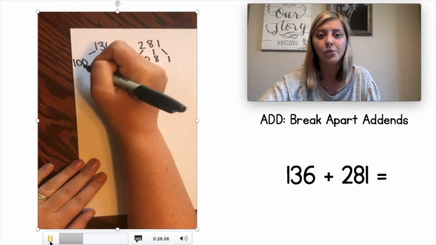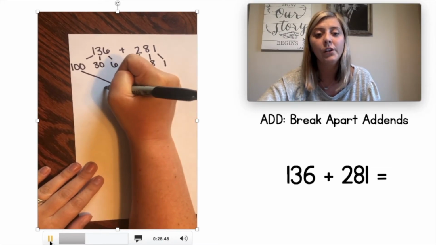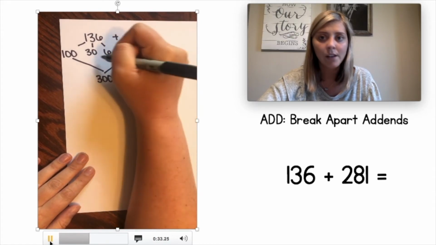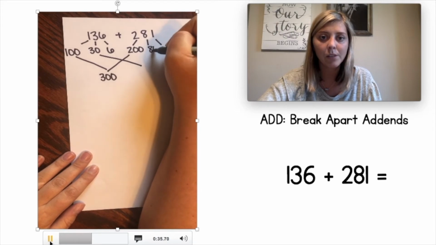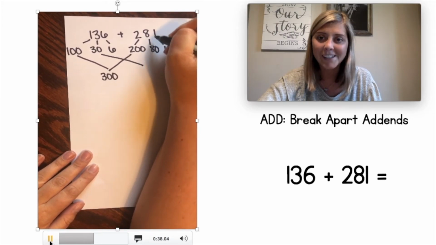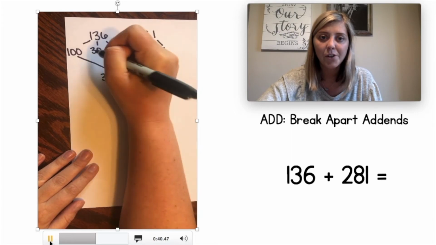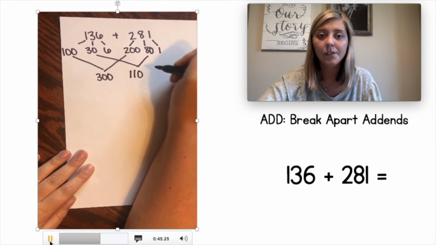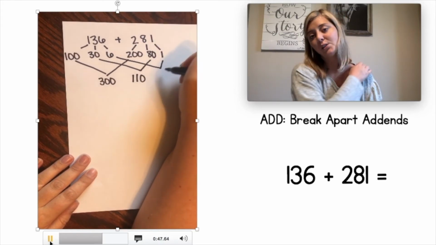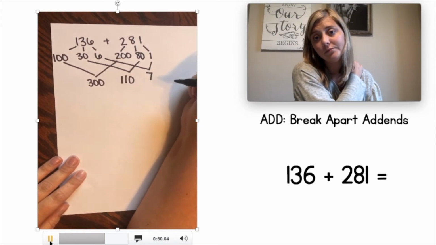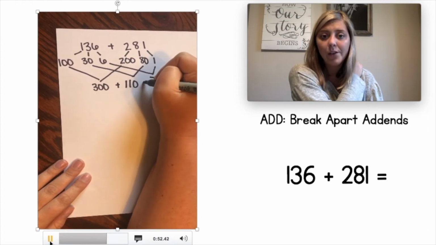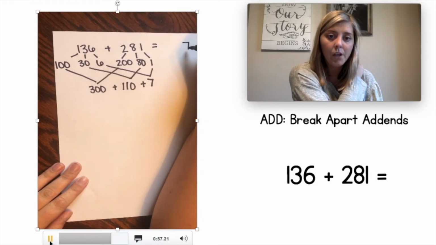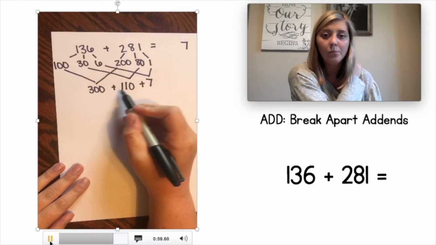I'll add together my hundreds first. 100 plus 200 equals 300. I'm going to add my tens together next, and here's where I realized my mistake. I'm going to say 30 plus 80. Oh, I'm going to add that 0 so it's 80. 30 plus 80 is 110. And 6 plus 1 is 7. Now I'll add those totals down there together. 300 plus 110 plus 7.